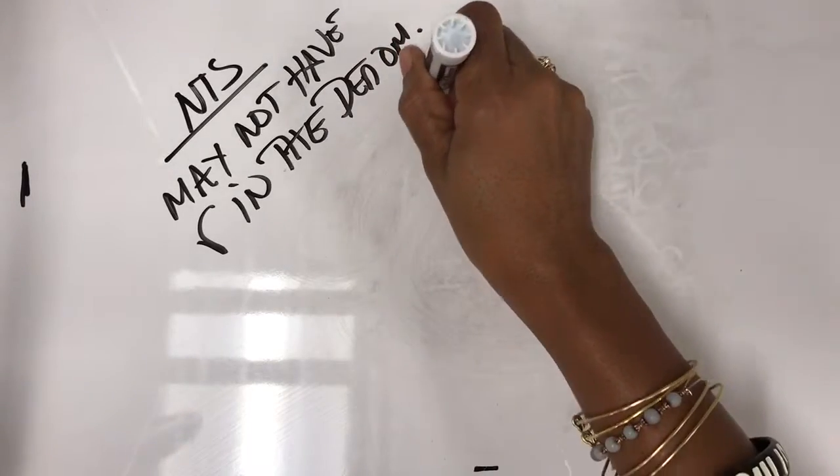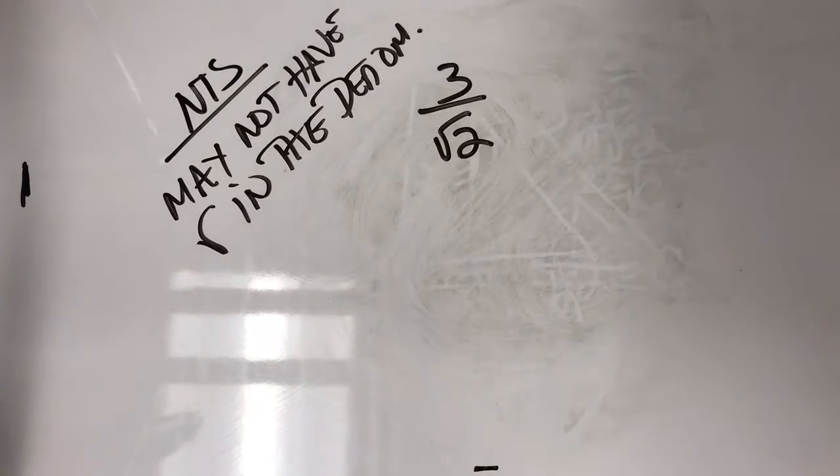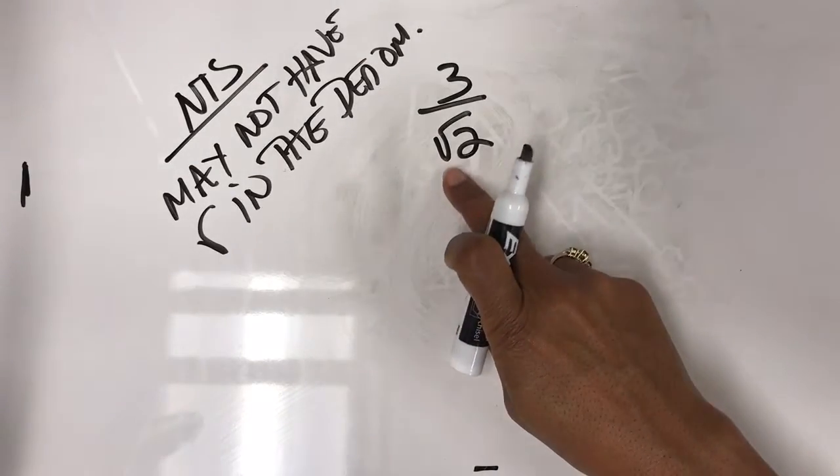Okay? So where we have 3 divided by square root of 2, we're going to now do some math because we can't have that square root in the denominator.